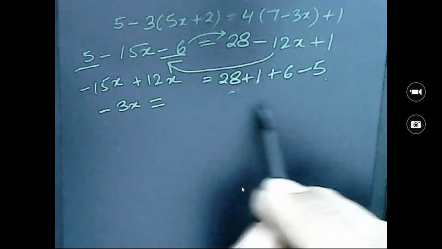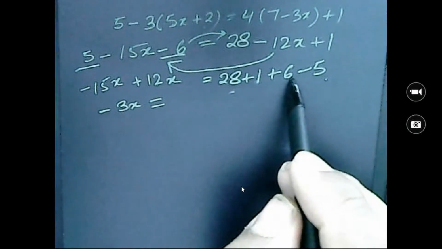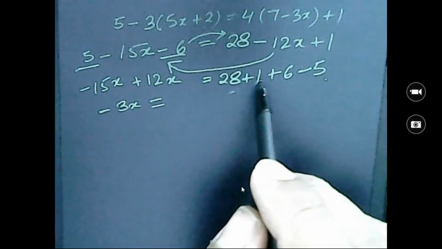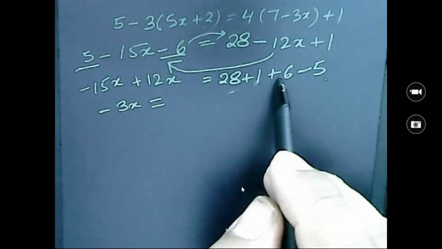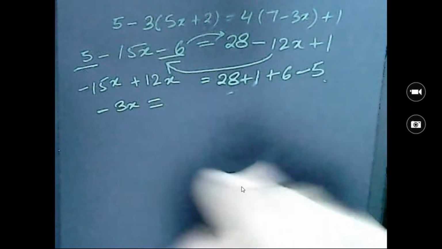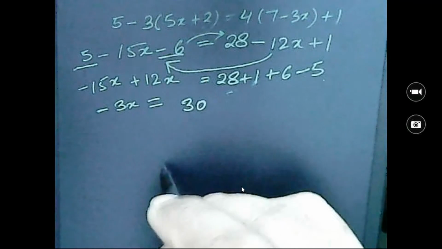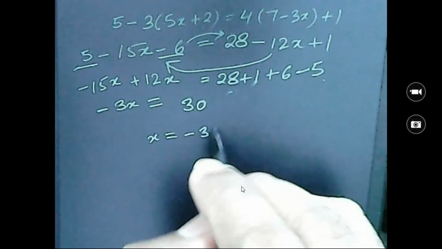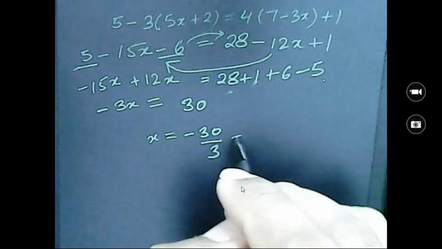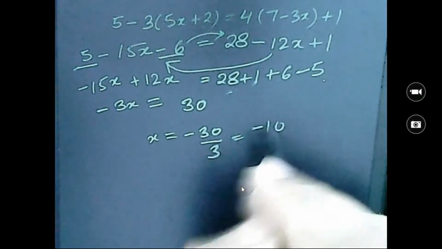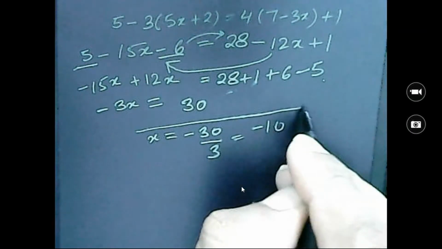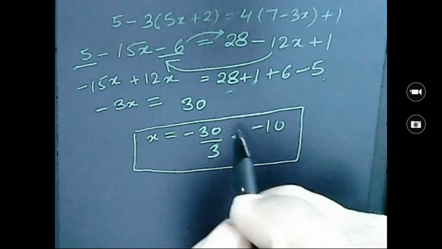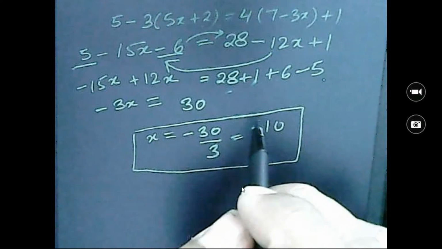Now, just go ahead and add all of them here. So 28 plus 1, 29, 29 plus 6, 35, 35 minus 5, 30. So minus 3x equals 30. Or we can write x equals minus 30 upon 3, or it can be written as minus 10. Right? So this is how an equation is solved.